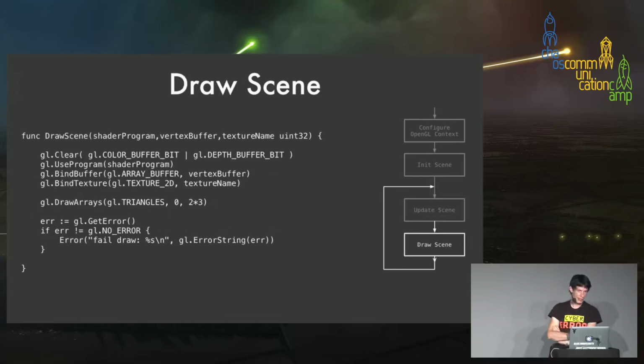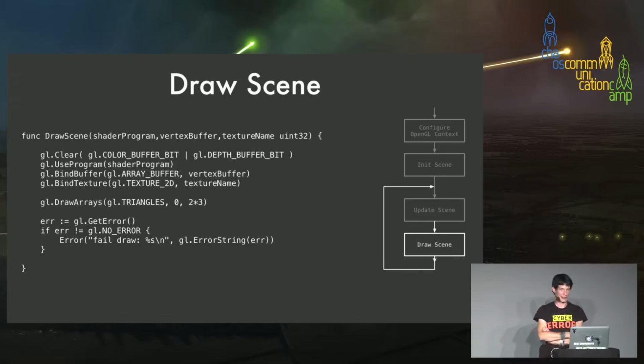Now that we updated the scene, we need to draw the scene so that we can see the results of that. And again, this is pretty straightforward because we did all the hard work already. Basically, we need to clear the screen, so delete or remove all the color buffer and depth buffer information. We need to tell it to use the program that we have set up before.